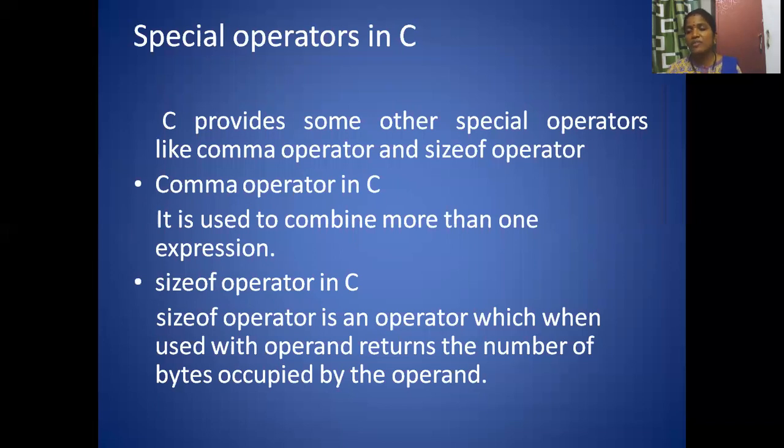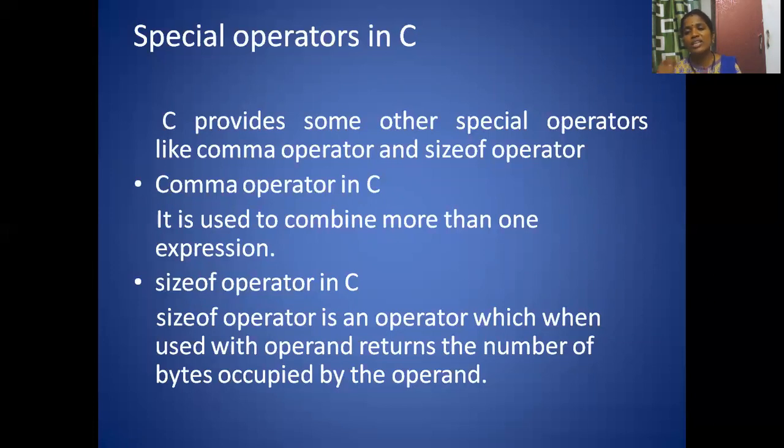Finally, we have special operators available in C language. C provides some special operators like the comma operator and the sizeof operator. These are used for special purposes. The comma operator in C is used to combine more than one expression or more than one variable. To separate anything, we use the comma operator. The other operator is the sizeof operator. It tells the size of the memory location it uses.